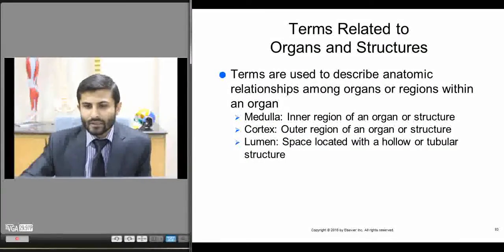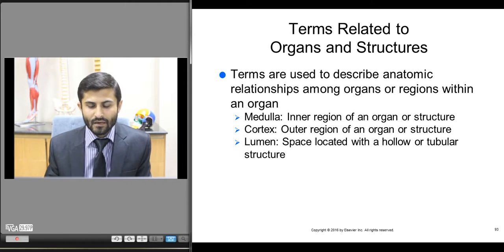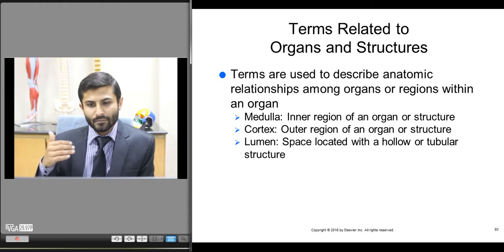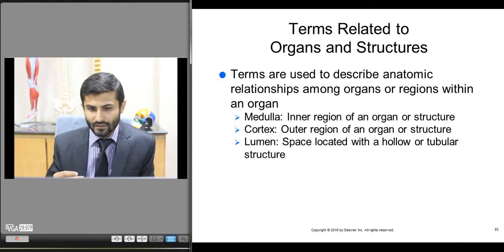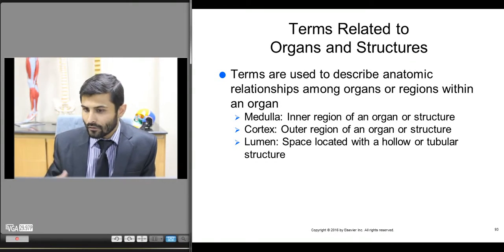Terms that are related to organs and structures. Terms are used to describe anatomic relationships among organs and regions within an organ. For example, medulla, it means the inner region of an organ or structure. Cortex, the outer region of an organ or structure. And the lumen, space located within a hollow or tubular structure.